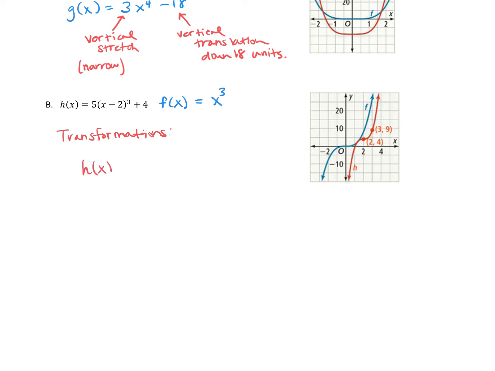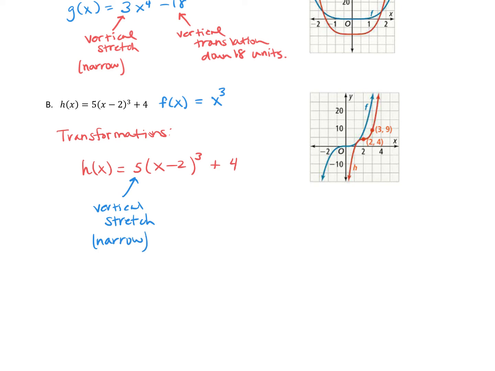Our function is h of x equals 5 times x minus 2 cubed plus 4. All right, so we can start with that 5 out front again. Same idea as the last one. We're multiplying the x term by a 5. That is going to be a vertical either stretch or compression. Because that number is bigger than 1, it's a vertical stretch, which means that your graph will get more narrow. It's going to be more narrow than the parent function.